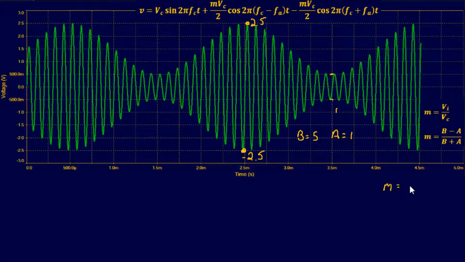So M equals 5 minus 1 over 5 plus 1. That's going to give us obviously 4 over 6, which is going to give us an answer of 0.666 repeating, of course. I'll put a dash on top. Now the other way to find it is VI over VC. That way you know how to use that formula as well.